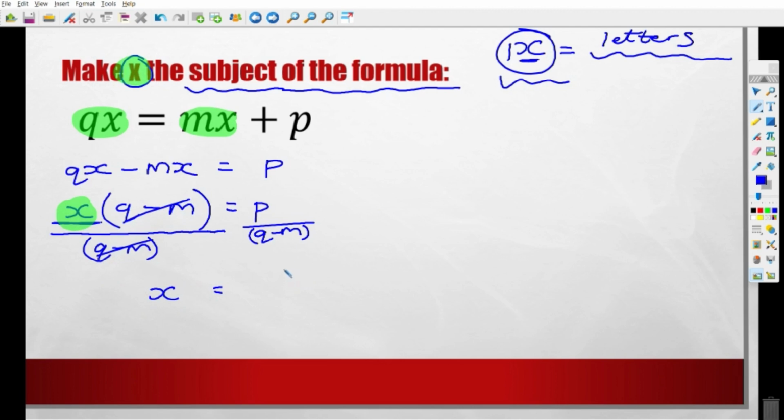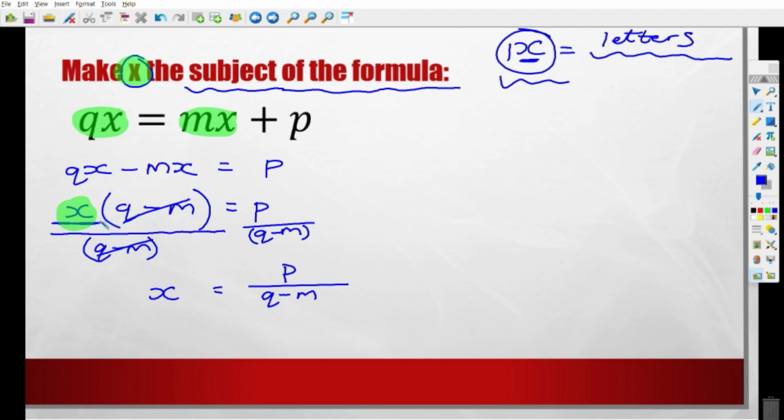And what's left on this side? p divided by q minus m. I'm hoping this is making sense. So please, whatever you're making your subject, always see what is happening to it. When you get to this point, I've got x multiplied by something. What's happening with my x? I want it by itself. It's being multiplied.